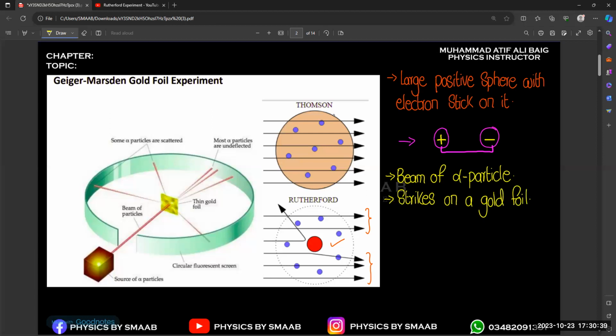And what will happen? And we place a fluorescence screen to detect the particles, where the particles are moving or in which direction they are moving, right? Clear? Any confusion?